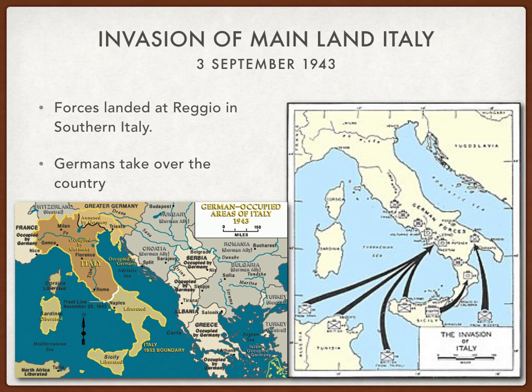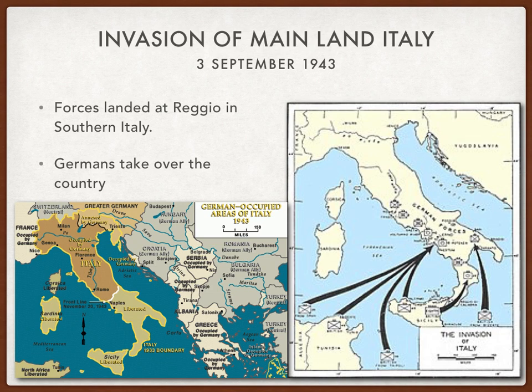The Prime Minister who took over from Mussolini had negotiated a secret agreement with the Allies that he would turn on the German forces and surrender to the Allies. The forces landed in Italy on the 3rd of September in Reggio in southern Italy. However, Germany were aware of what was going to happen, and they took over most of Italy.